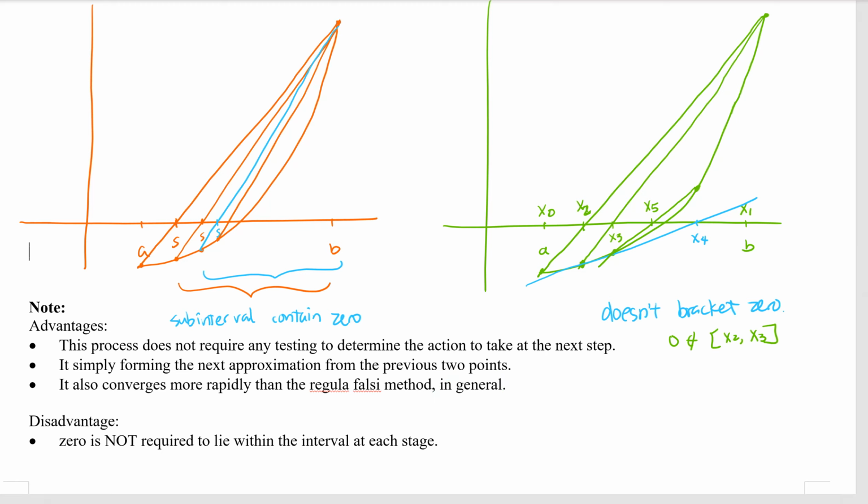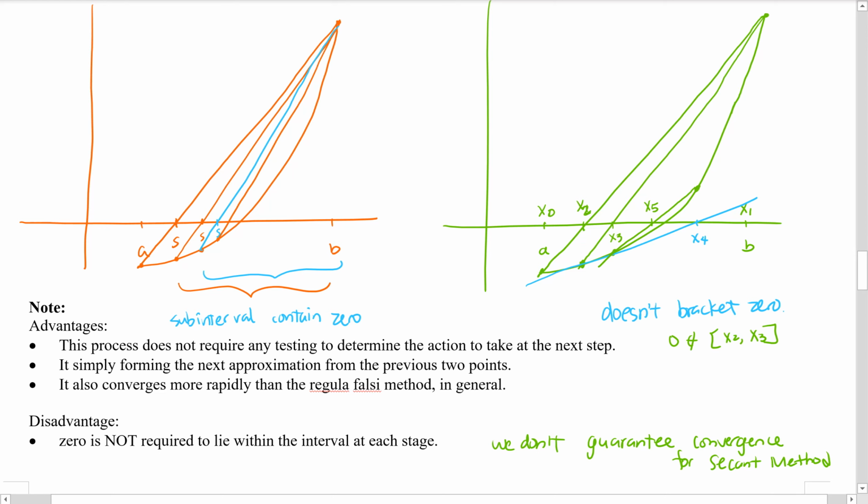So, disadvantage: 0 is not required to lie within the interval at each stage. So we don't guarantee convergence for the secant method. So far, so good, everybody?